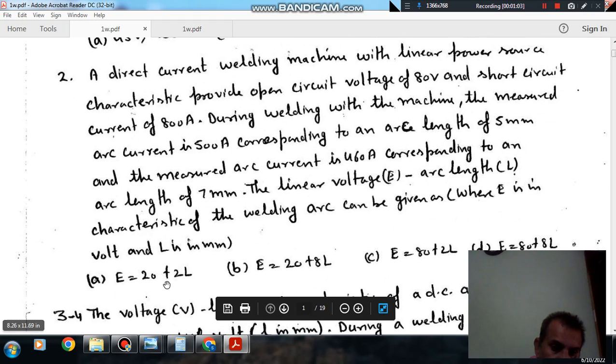Option A, E is equal to 20 plus 2L. Option B, E is equal to 20 plus 8L. Option C, E is equal to 80 plus 2L. Option D, E is equal to 80 plus 8L.